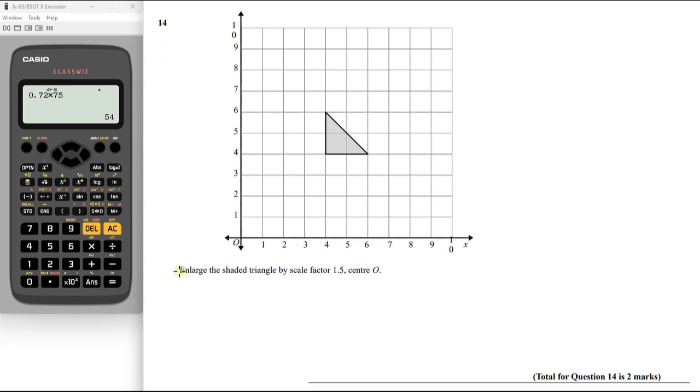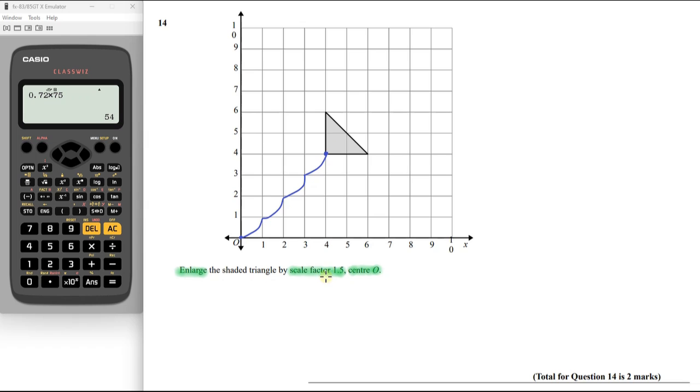Question 14. Enlarge the shaded triangle by a scale factor of 1.5 and the centre of enlargement is O, so at the origin. Okay, so we're starting off at the origin. And what I like to do is pick a point on my triangle. So let's just pick that point, and let's see how far it is from our origin to this point here. Now I can see we're going in diagonals. So I'm just going to go 1, 2, 3, 4. So we're going 4 diagonals until we get to our point.